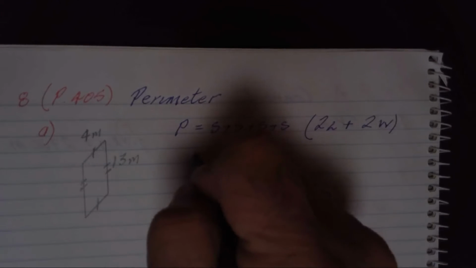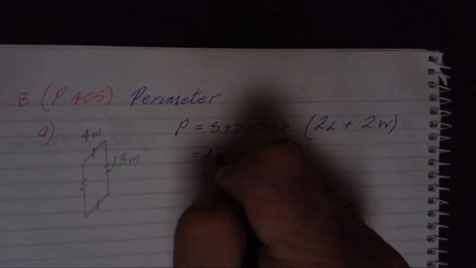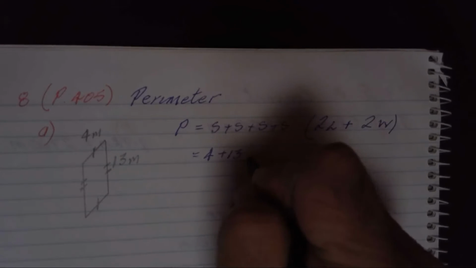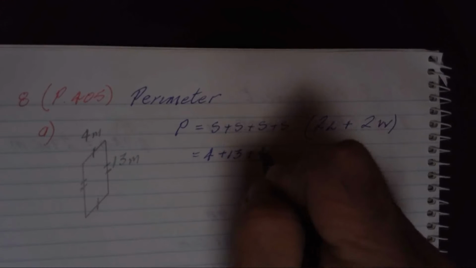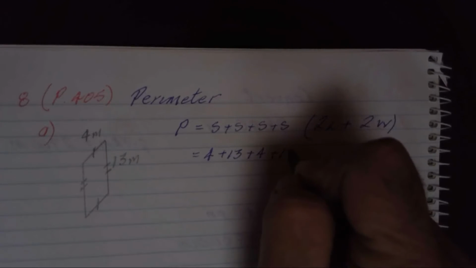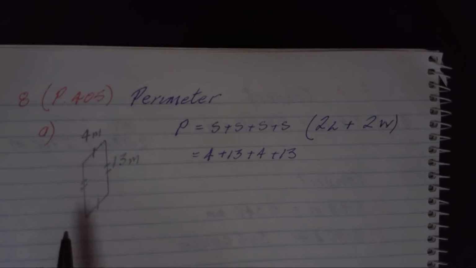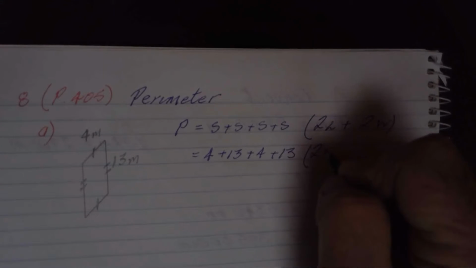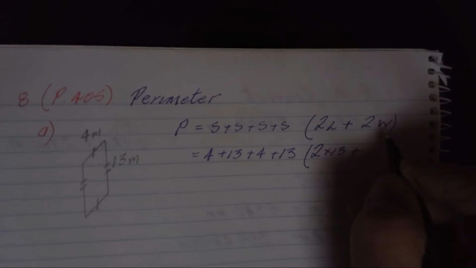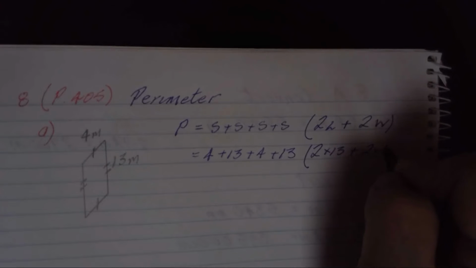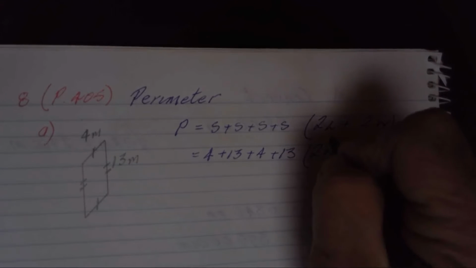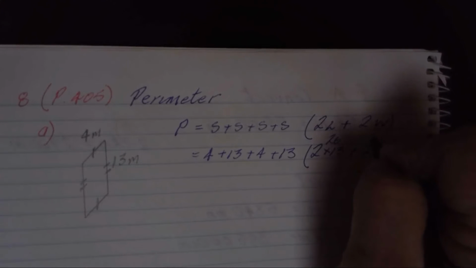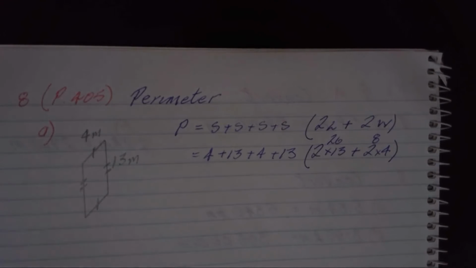All right, that becomes 4 plus 13 plus 4 plus 13. So it's my 4 plus my 13 plus my 4 plus my 13. Or I could write that as twice times 13 plus twice times 4. So that becomes 26, and this becomes 8. 26 plus 8 is 34.